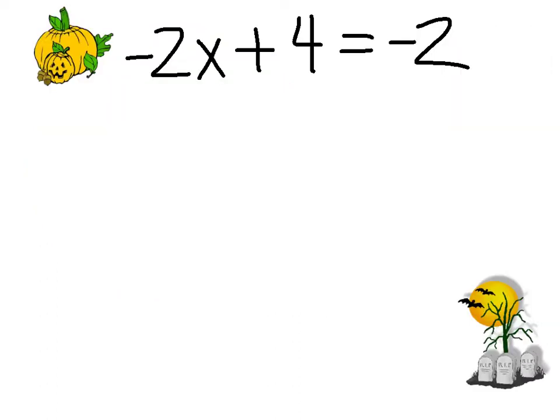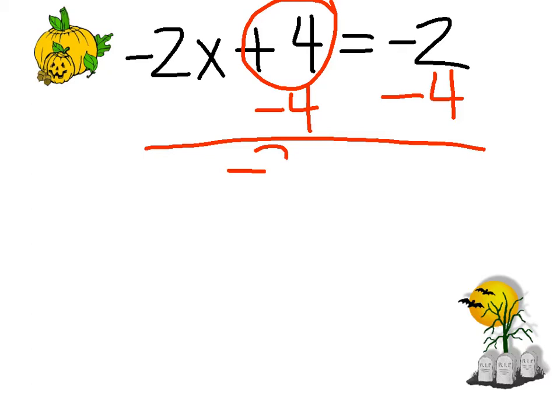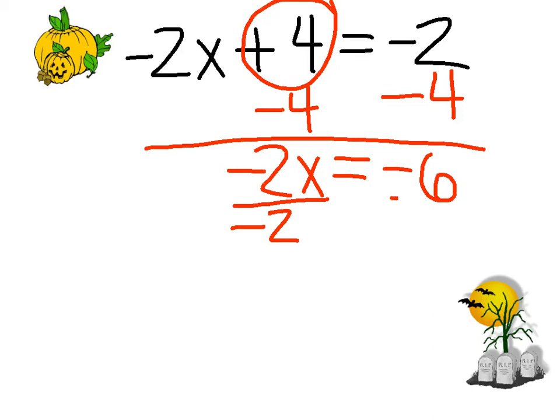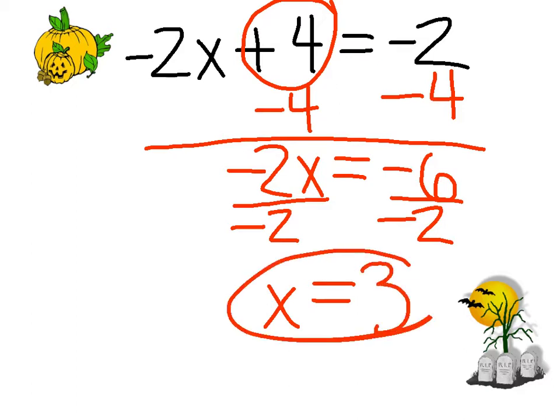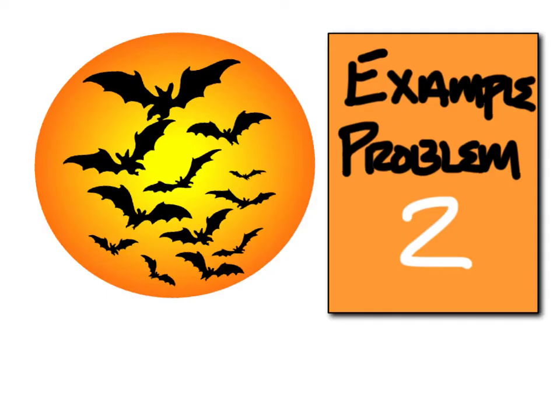Example number 1. First thing we need to do is get rid of our 4. It's a +4, so we're going to subtract 4 from both sides. So we have -2x left over on the left side. -2 minus 4 is going to give us a -6 on the right. We need to divide by -2 on both sides. -6 divided by -2 is going to give us a +3. And that's our answer.